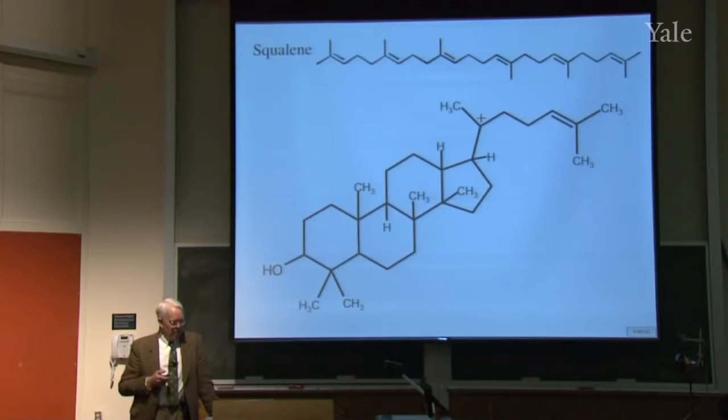Notice that's nice and stable. It's a tertiary cation. But there's another tertiary cation available. Do you see how to get to it?